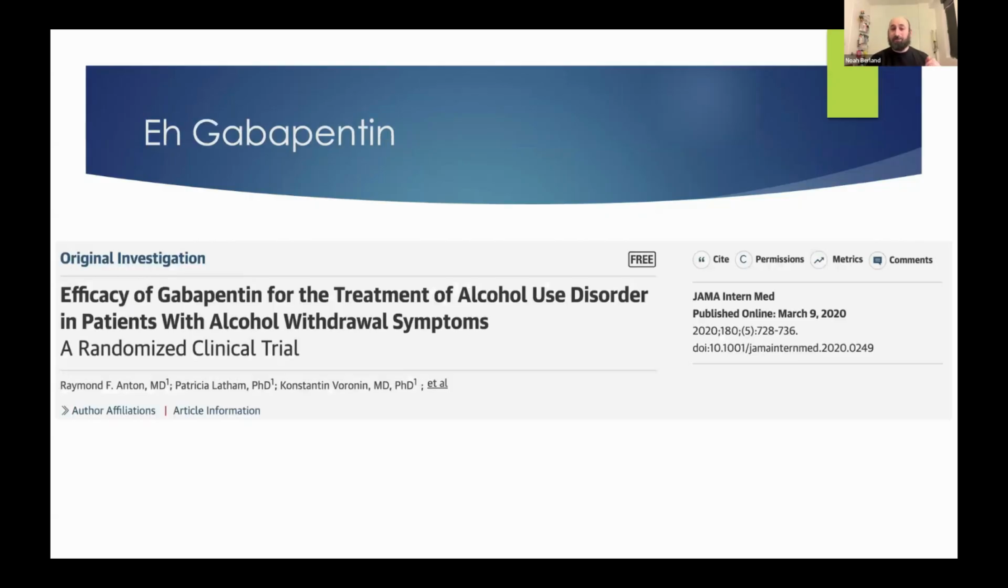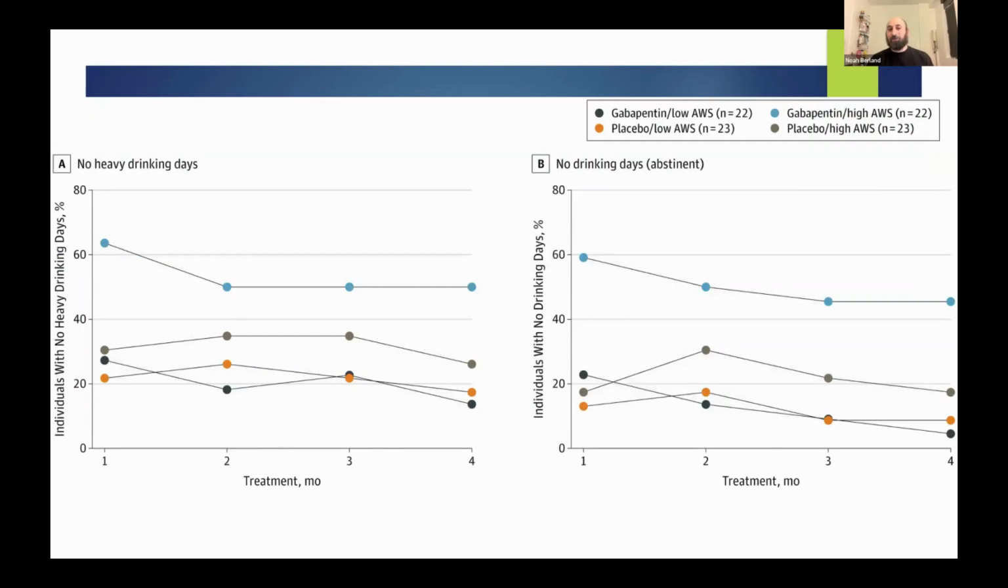I said I'd mention gabapentin again. This is a good, interesting paper looking at gabapentin as a medication for alcohol use disorder, specifically in patients with severe alcohol withdrawal symptoms or a history of. And what they end up showing is that the NNT is not so great if the person has no history of having seizures or severe alcohol withdrawal, but it does have a pretty good NNT of 3 if they have that history of severe alcohol withdrawal syndrome.